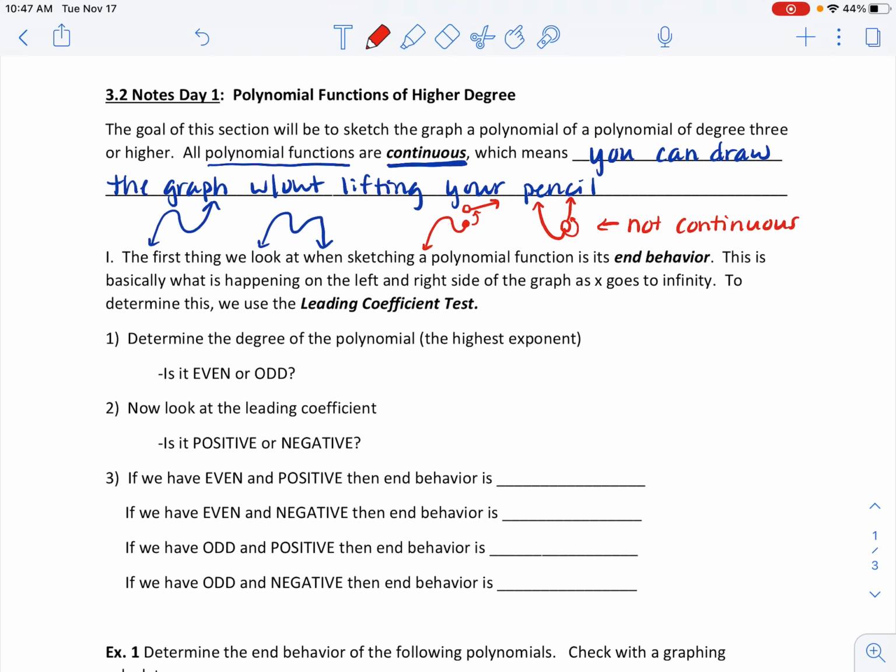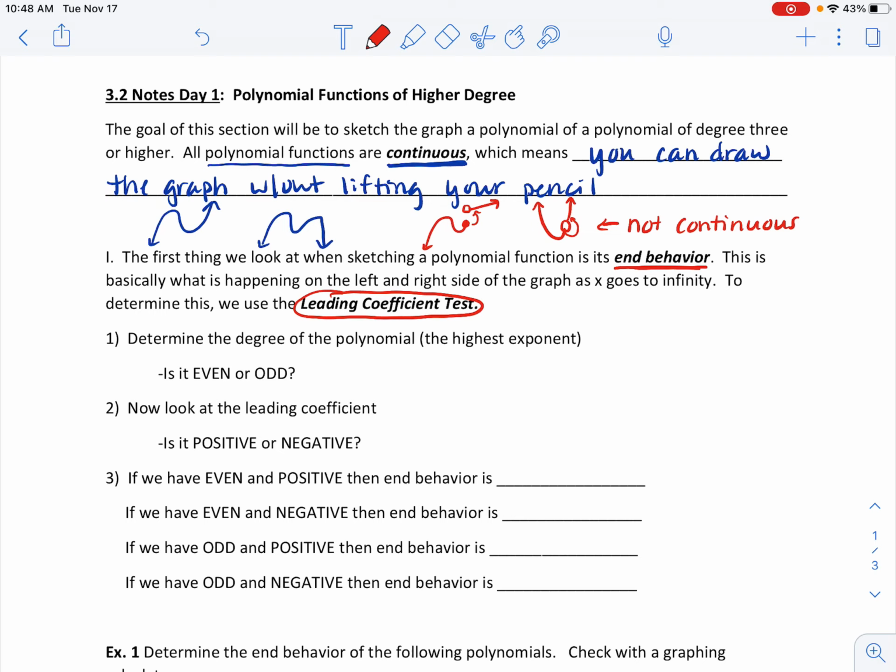All right, so the first thing we look at when you're going to sketch a polynomial function is something called its end behavior. So what is end behavior? This is basically what's happening on the left side and what's happening on the right side of the graph as x gets really, really big. To determine this, we're going to use something called the leading coefficient test, and this is super, super powerful. So here's what the leading coefficient test says.